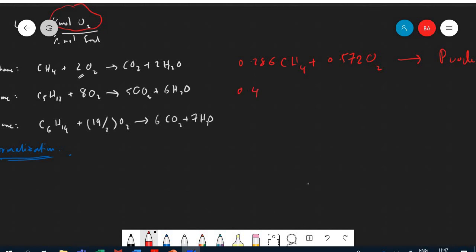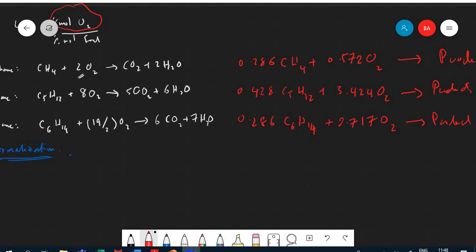I have 0.428, the percentage of C5H12. And if you multiply 0.428 into the whole equation, this will be 3.424 O2, giving me some products, whatever they are. And if you go to the third one, I have 28.6% of hexane, C6H14, and if you multiply by 0.286, it's now multiplied by 19 over 2. So 0.286 multiplied by 19 over 2 will be 2.71702, giving me products.